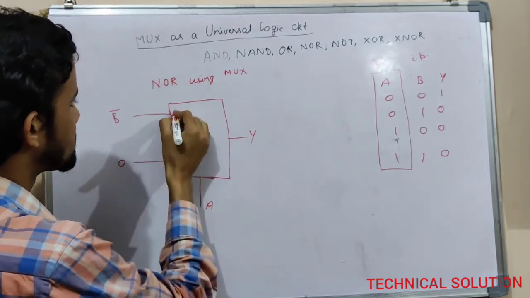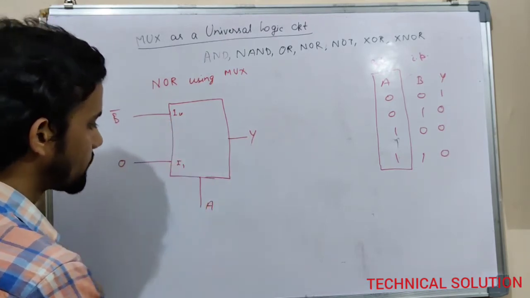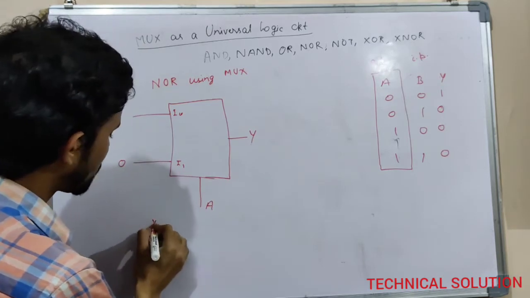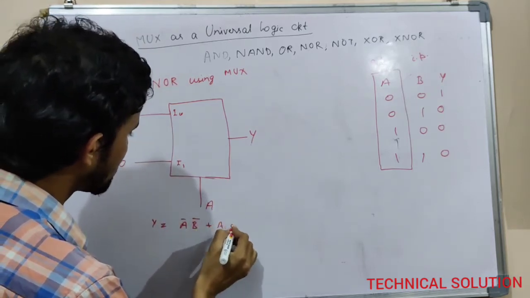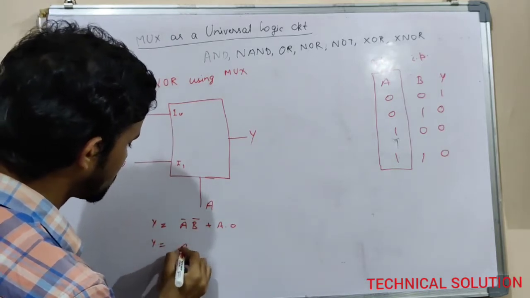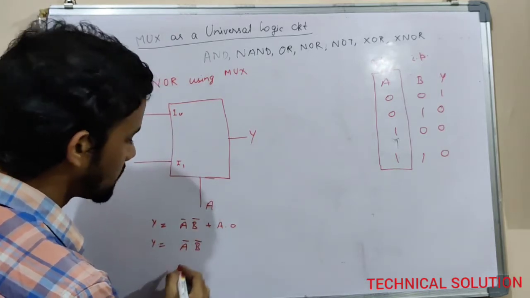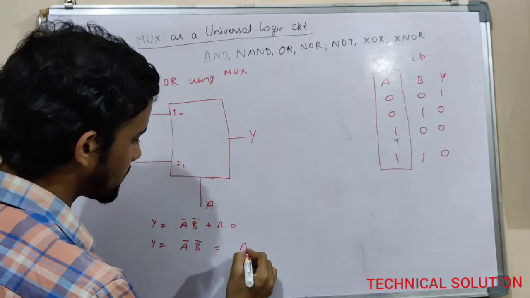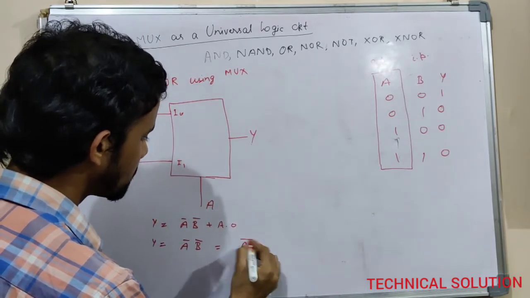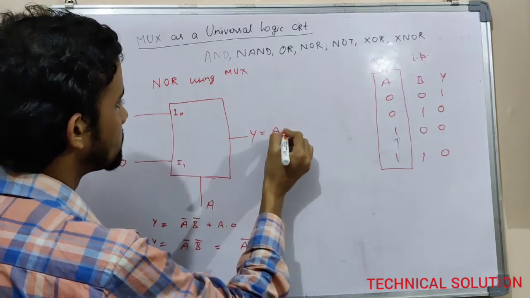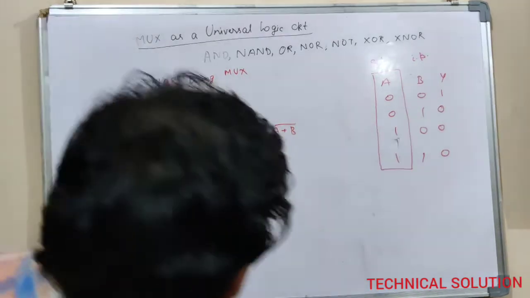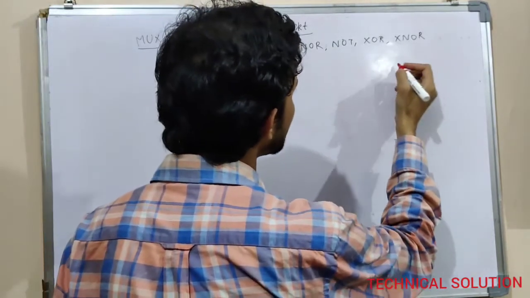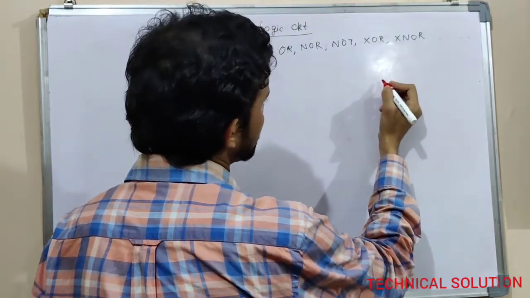Okay, this is I0 and this is I1. So the output for this is A bar B bar plus A into 0, Y equals A bar B bar. Using De Morgan's theorem we can write it like (A plus B) whole bar, and this is the output of the NOR gate.